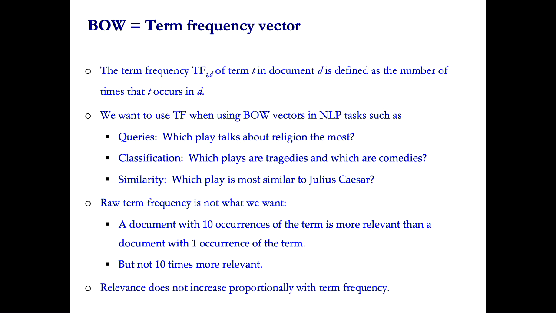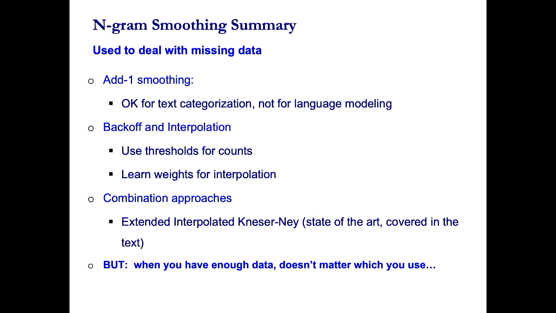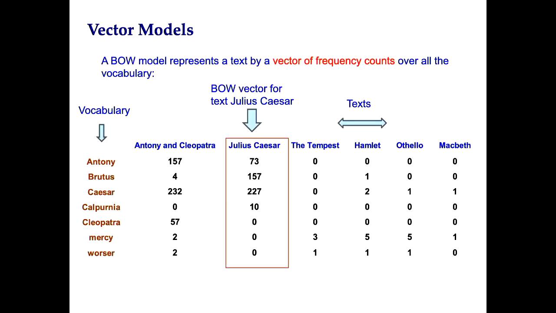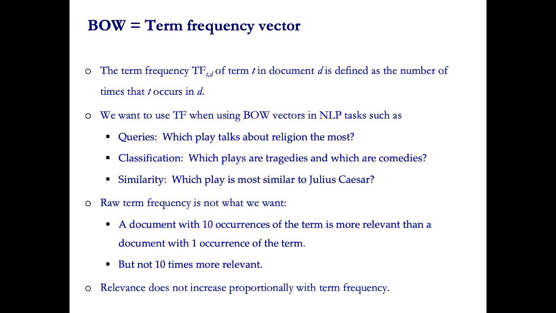The term frequency, here just indexed by the token, the term T, in a document. The term, term is the same as word, is the same as token. There's not a lot of consistency. The term frequency of a term T in a document D is the number of times that T occurs in D. Right, sort of straightforward. So this is the term frequency for Caesar in Julius Caesar. So it's just the number of times it occurs in the document.